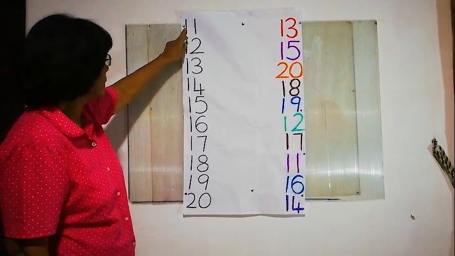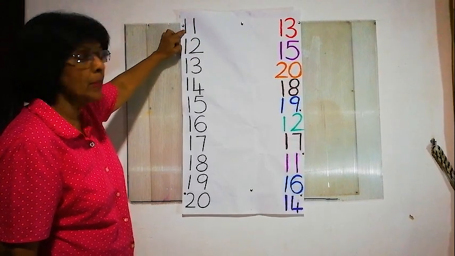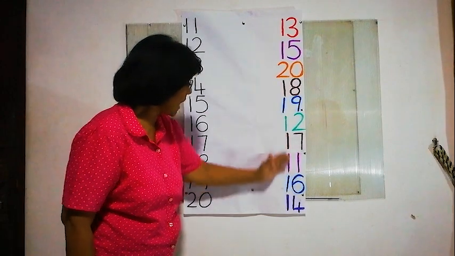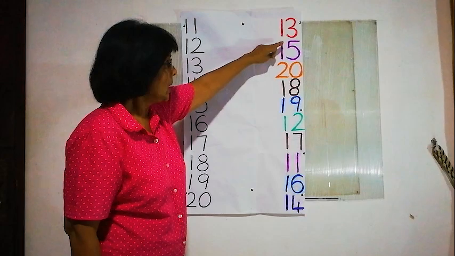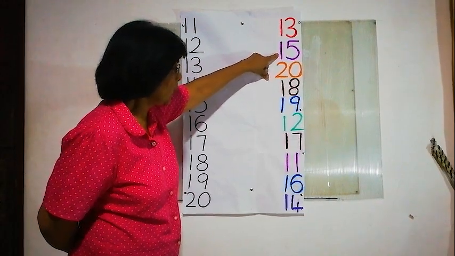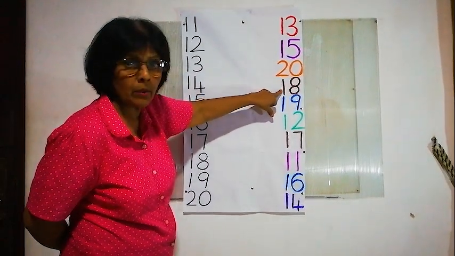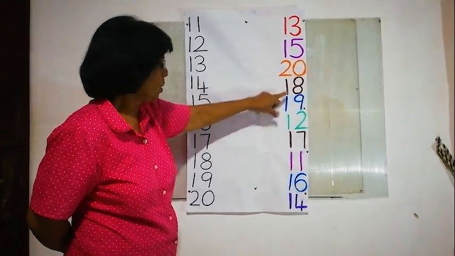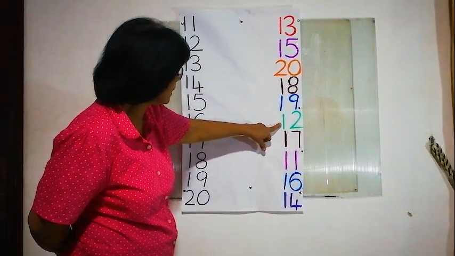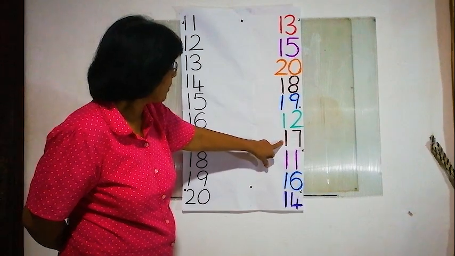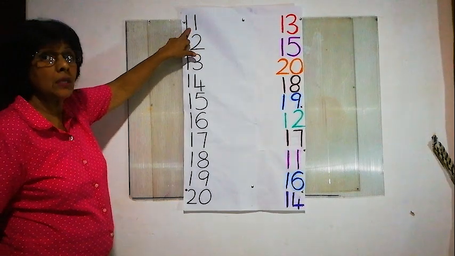Number 11, 1 and 1, 11. Now we have to find the number 11 from this side. We see, is this number 11? No. Is this number 11? No. Is this number 11? No. Is this number 11? Yes, this is number 11.